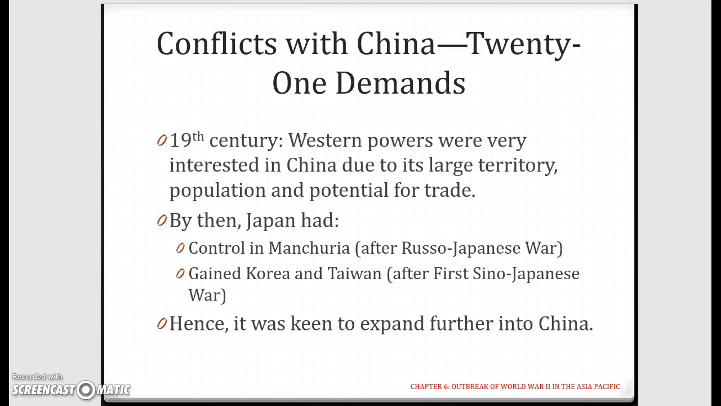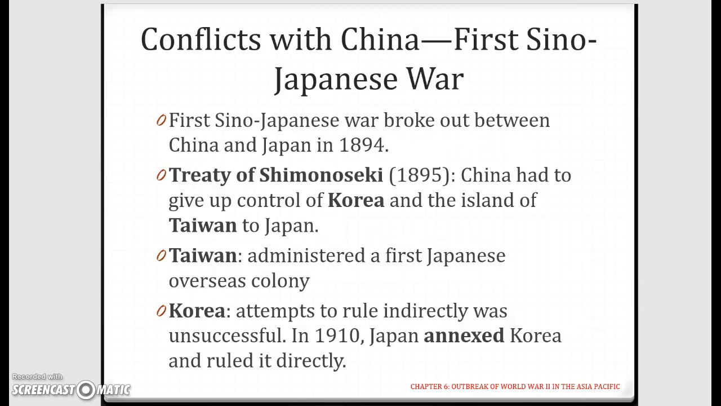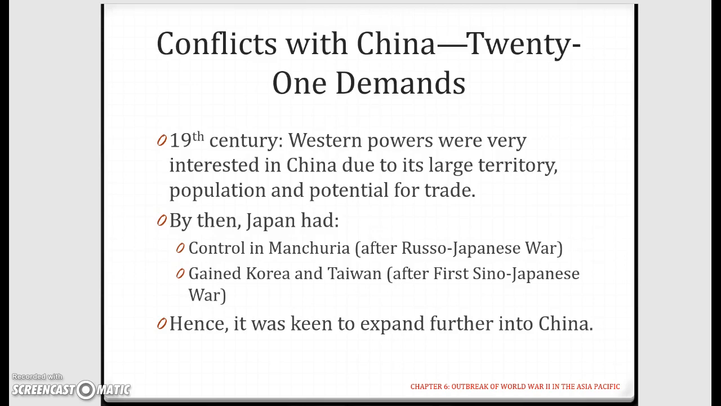Okay, now soon after that, since they were keen to expand further into China despite their victory, in which they actually got Taiwan and Korea already, a lot of other Western countries were very interested in China because of its large territory, population, and potential for trade. Like, I think there was one time in which the founder of Nike mentioned something like there are 1 billion people in China, and that means I can sell 1 billion pairs of shoes. And that even applies to today.